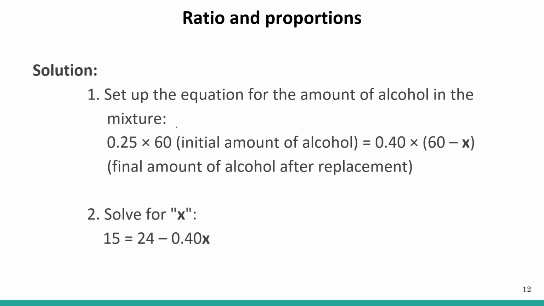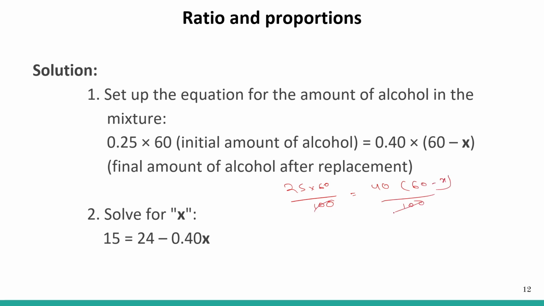So let's see step number 1. Step number 1 is to set up an equation for the amount of alcohol in the mixture. We have 25% alcohol in 60 liters of mixture, so 0.25 times 60 is equal to 40% alcohol in 60 minus x, the final amount of alcohol after replacement. So if we solve for x, it will be 25 times 60 by 100 is equal to 40 times (60 minus x) by 100.